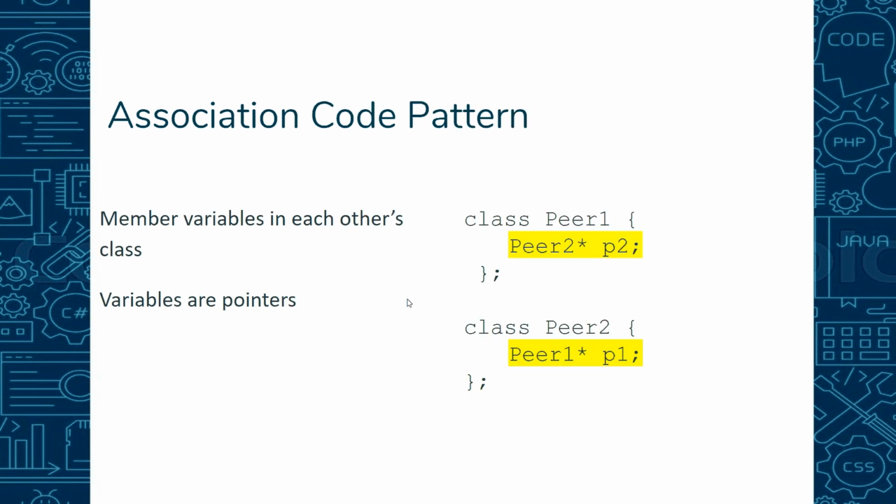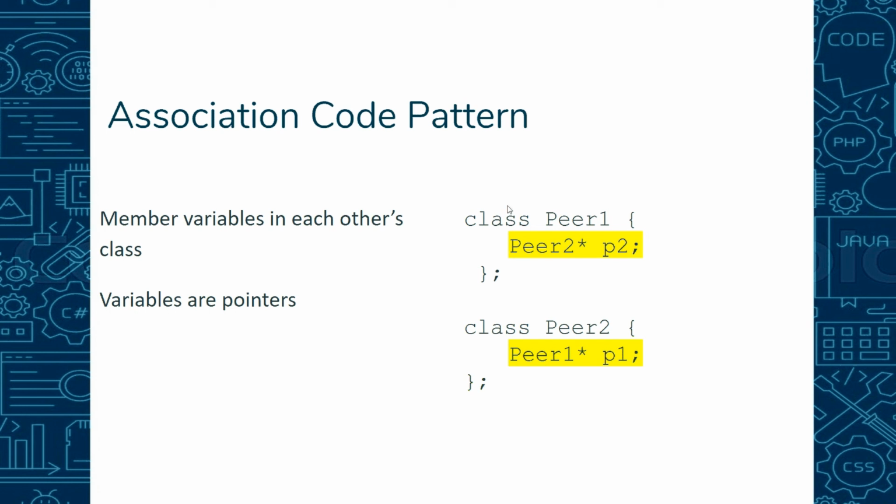So here is how an association code pattern would be. You would have your class peer 1, and a class peer 2. Peer 1 would have a pointer to peer 2, and peer 2 would have a pointer to peer 1. So if peer 1 changes any of the details about it, since it's a pointer in peer 2, you would automatically have updates to whatever changes happened to your peer's class.